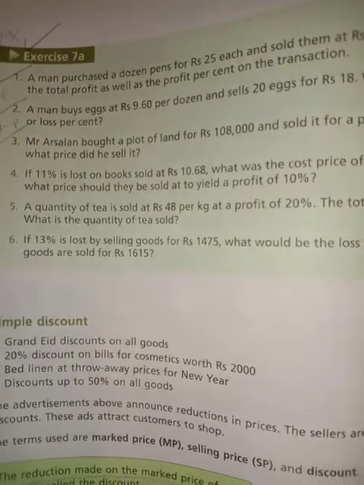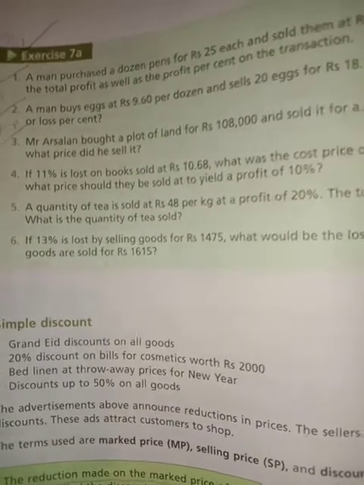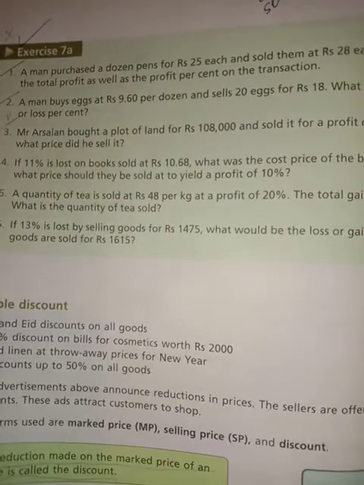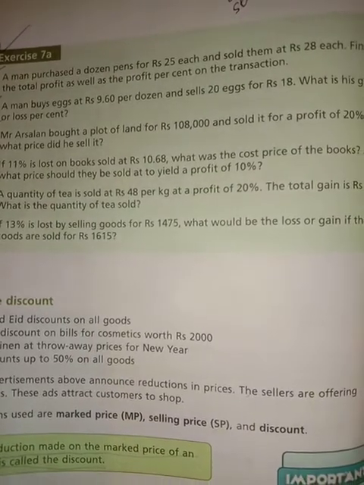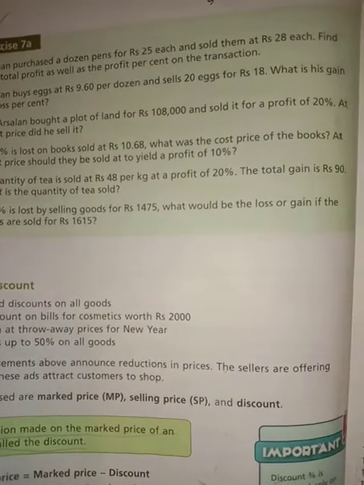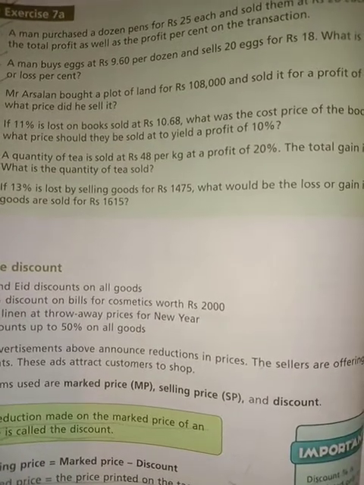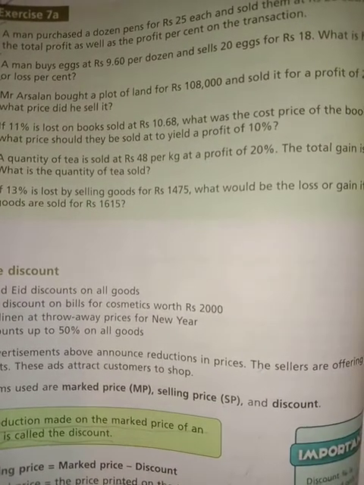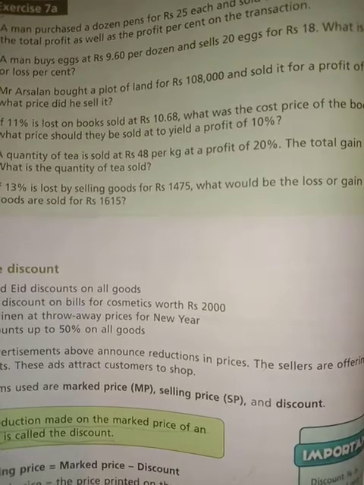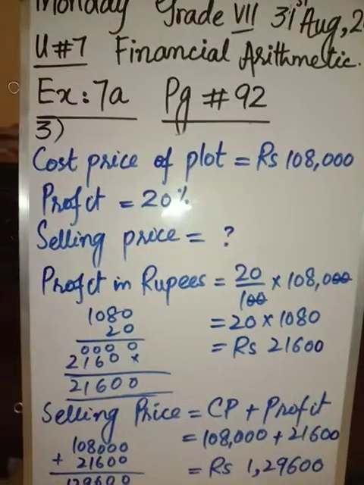Now students, in question number 3 we have Mr. Arsalan bought a plot of land for rupees 108,000 and sold it for a profit of 20%. At what price did he sell it? You are given the cost price of the land and the profit percent. You have to find the selling price of that plot.